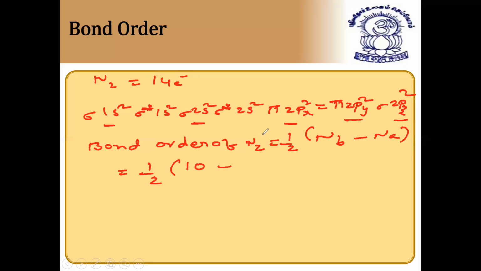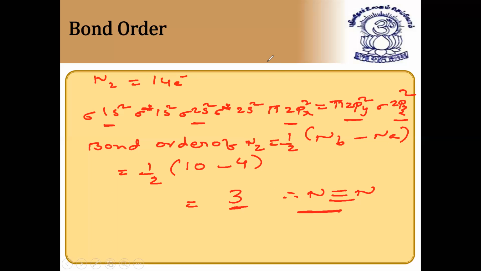Total 4. There is no other antibonding. So 10 minus 4, so 1 by 2 into 6. So it is 3. Therefore, nitrogen is N triple bond N. I hope it is clear now.